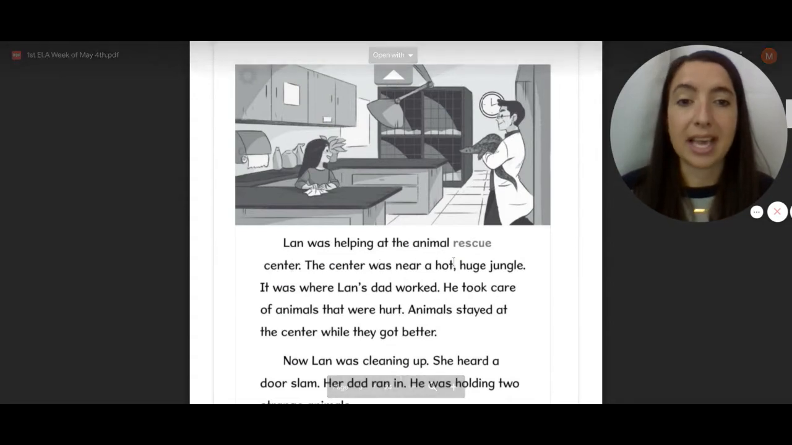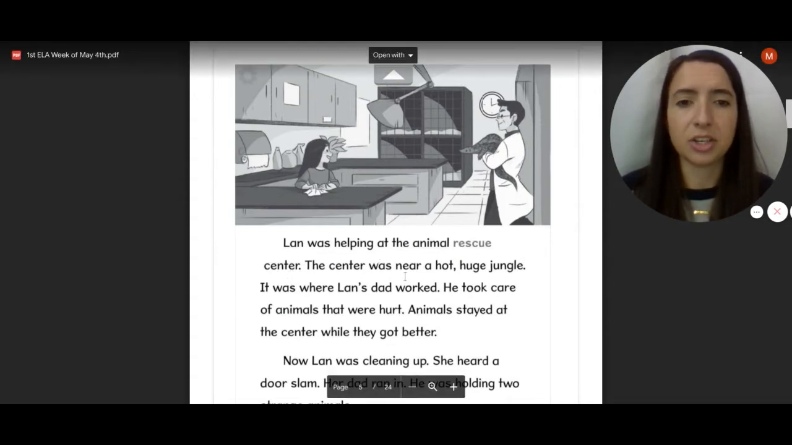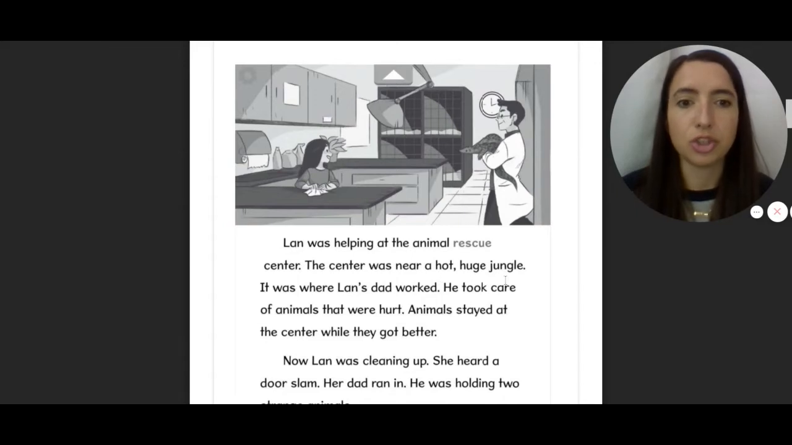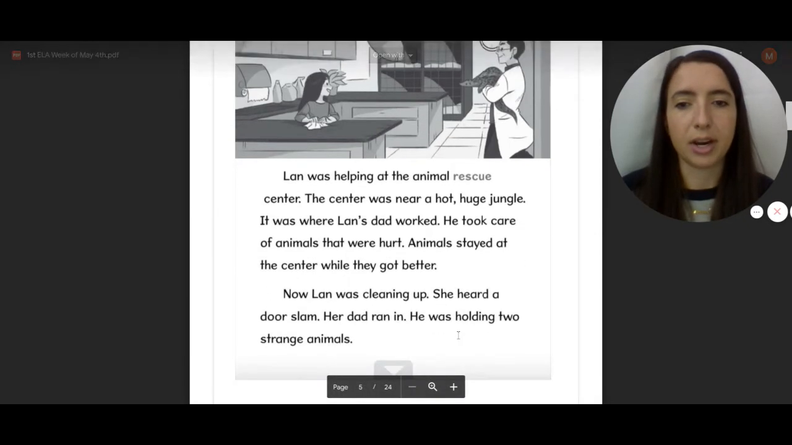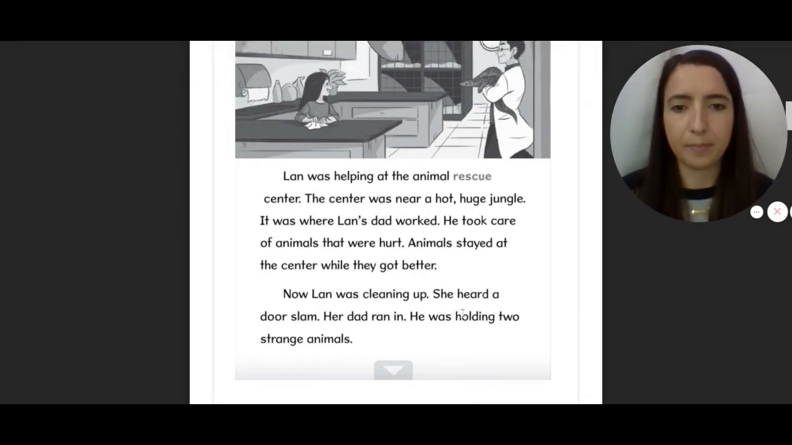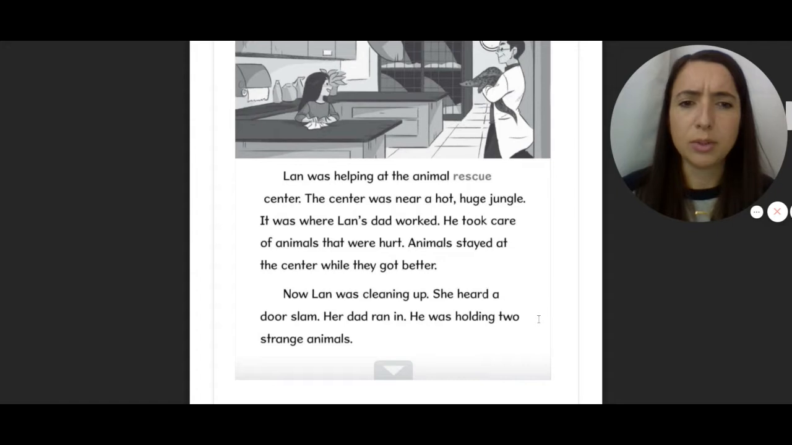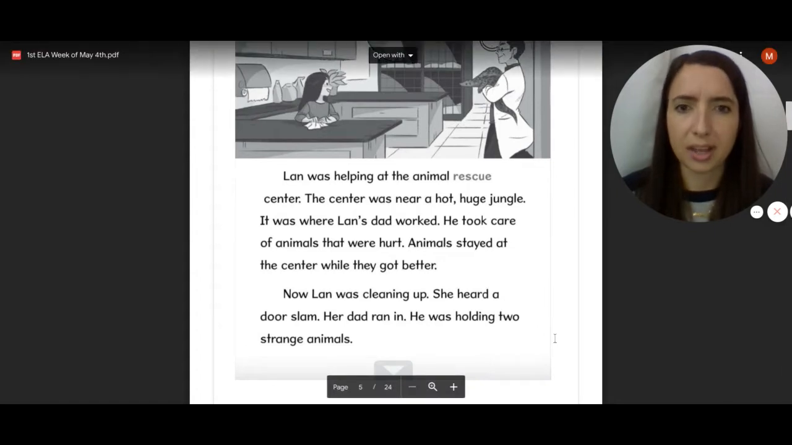Lan was helping at the Animal Rescue Center. The center was near a hot, huge jungle. It was where Lan's dad worked. He took care of animals that were hurt. Animals stayed at the center while they got better. Now Lan was cleaning up. She heard a door slam. Her dad ran in. He was holding two strange animals.